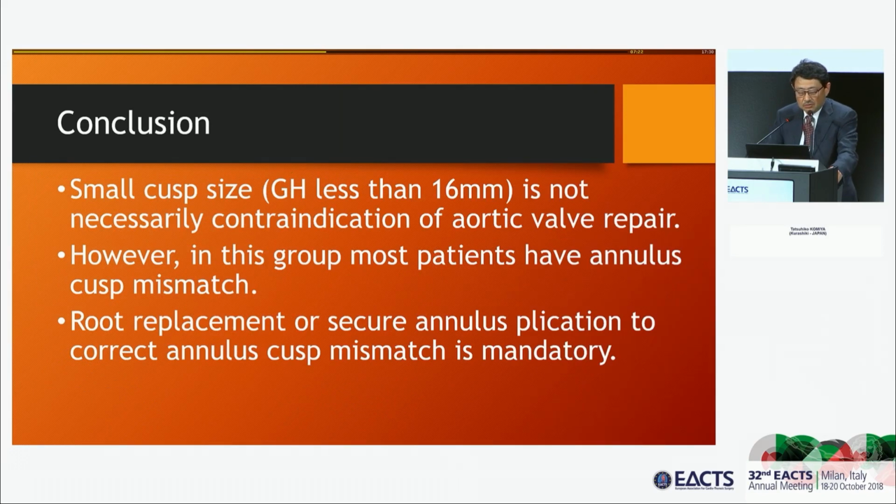So let me conclude. Small cusp size is not necessarily a contraindication of aortic valve repair. However, in this group, most patients have annulus cusp mismatch. Root replacement or secure annular plication to correct annulus cusp mismatch is mandatory. Thank you very much for your attention.